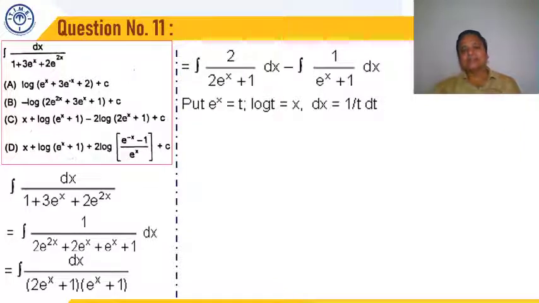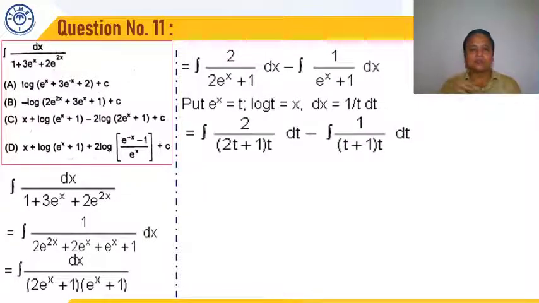Now we put e to the power x as t. If e to the power x is t, then we can say x is equal to log t, because if e to the power x is t, we take log on both sides, it gives x equal to log t. So dx is 1 by t dt. In both the integrands, we replace dx by 1 by t dt. We are converting into a variable called t. Now it becomes 2 upon (2t plus 1) into t dt, and minus 1 upon (t plus 1) into t dt.